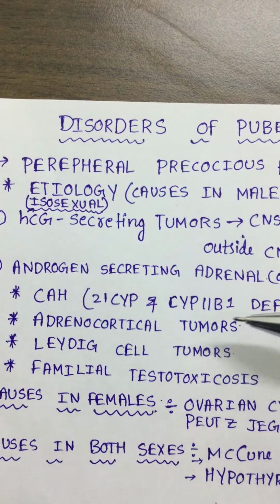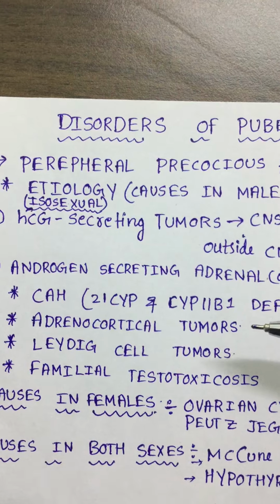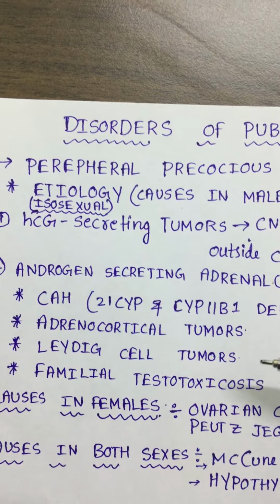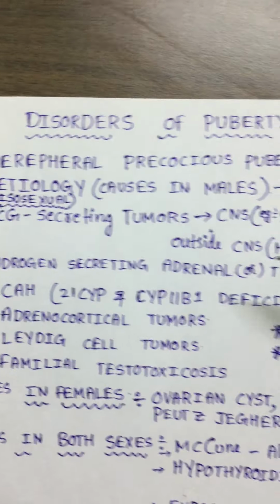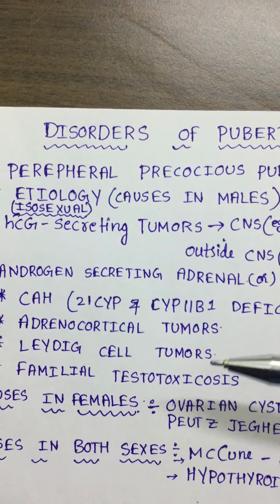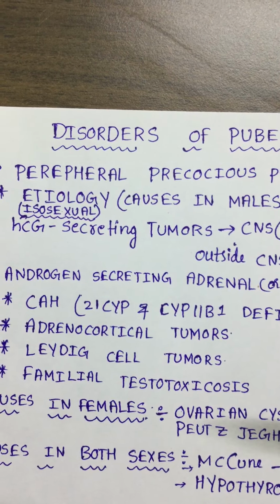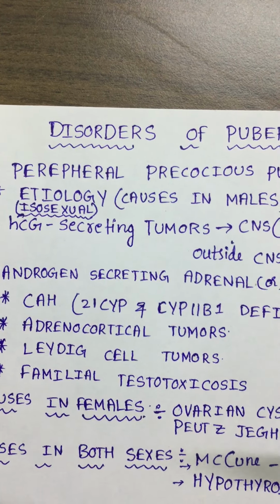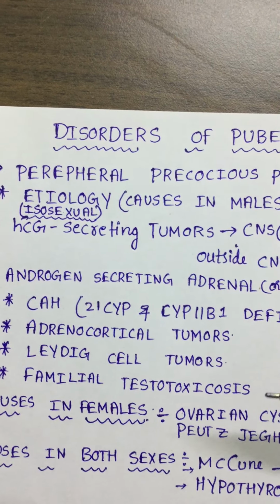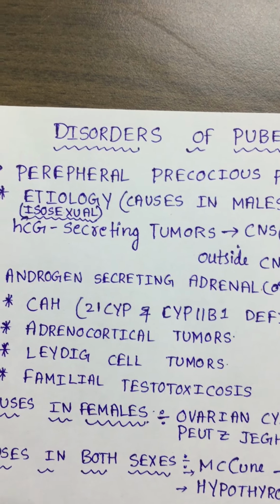Next are tumors: adrenal tumors, which produce more dehydroepiandrosterone, DHEA, and Leydig cell tumors, which produce more testosterone. So, tumors of the adrenal or testis. Then there is familial testotoxicosis. It is an autosomal dominant condition where the testis functions at a very high level, so the testosterone release is very high. It is called testotoxicosis.